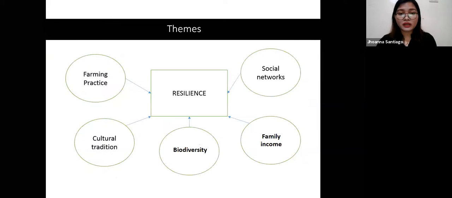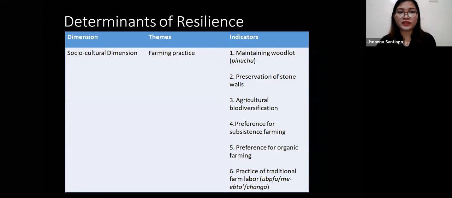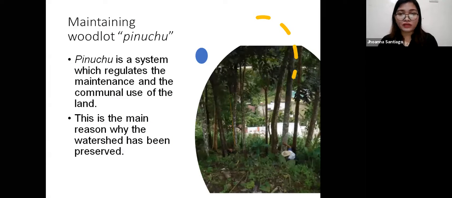So for the results, based on the thematic analysis and the result of the focus group discussion, resilience in Chaya rice terraces has 5 major themes: farming practice, cultural tradition, biodiversity, family income, and social networks. So for the determinants, under the socio-cultural dimension, the first one is the farming practice, which has 6 major indicators, namely maintaining woodlot or pinutru, preservation of stone walls, agricultural biodiversification, preference for subsistence farming, preference for organic farming, and the practice of traditional farm labor, which is called Fu, Mebefto, and Changa. So I would like to discuss it individually.